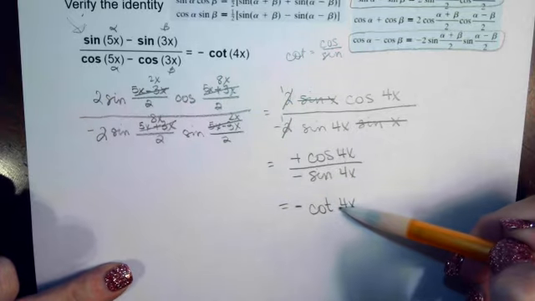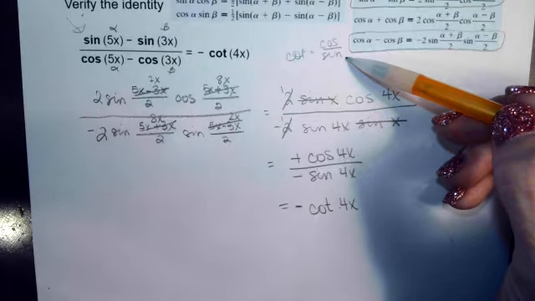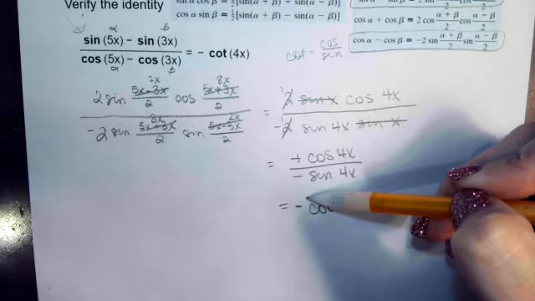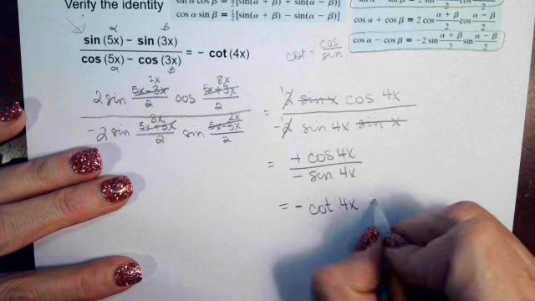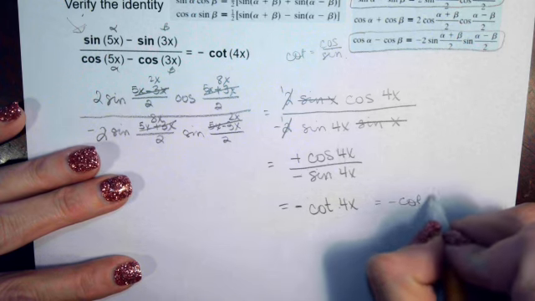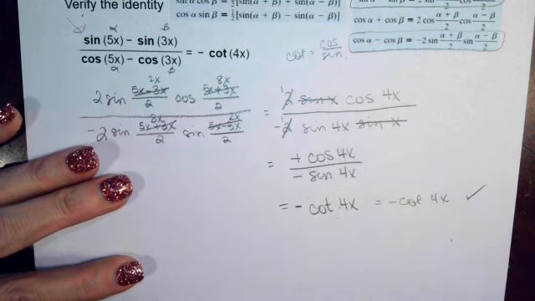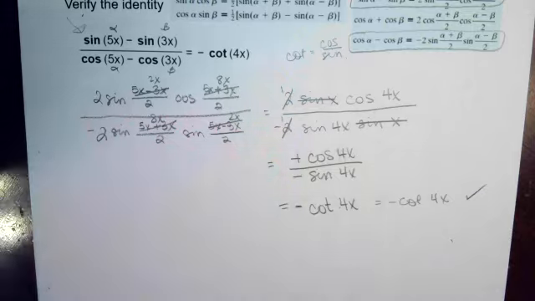So cosine over sine is cotangent because of the property, and then a positive divided by negative is negative, and then the 4x. And so this matches this one, and I have verified that identity. So see, not too bad. All right, I hope this helps, and if you have any questions, just let me know.